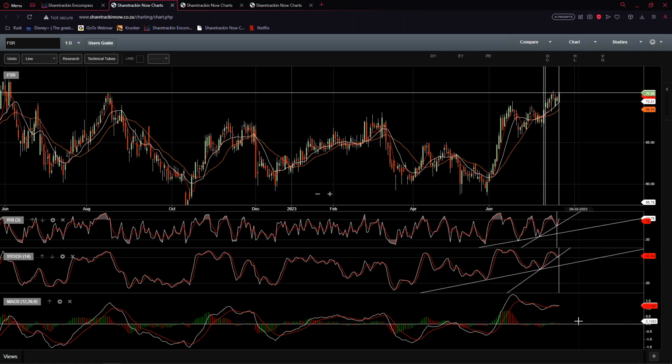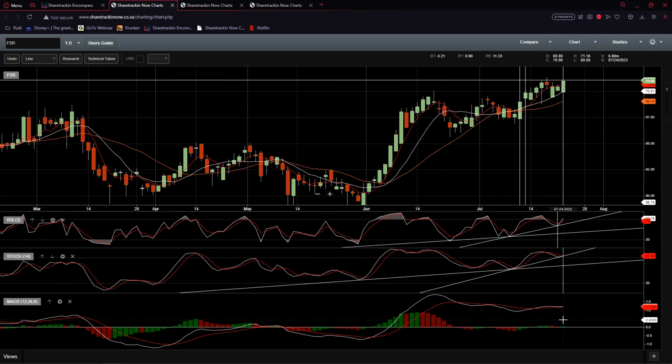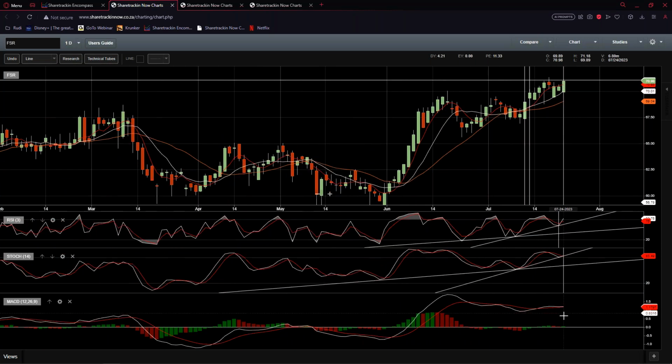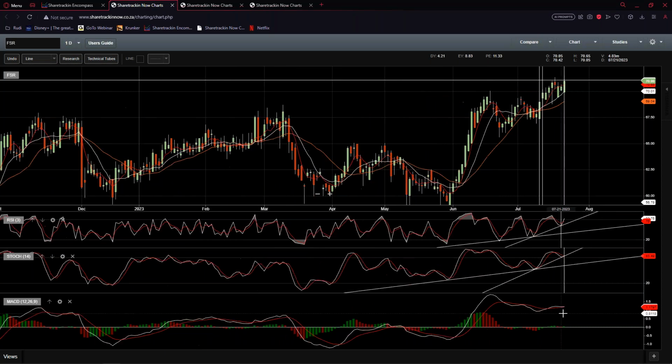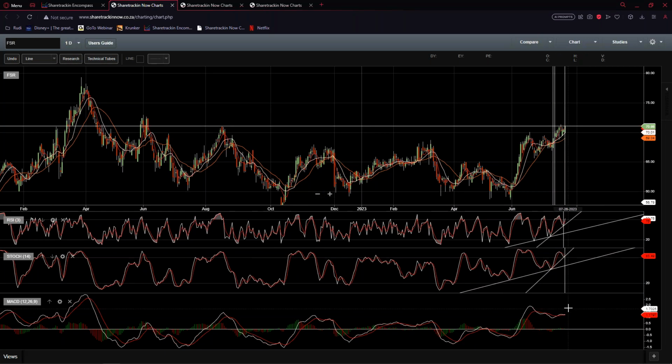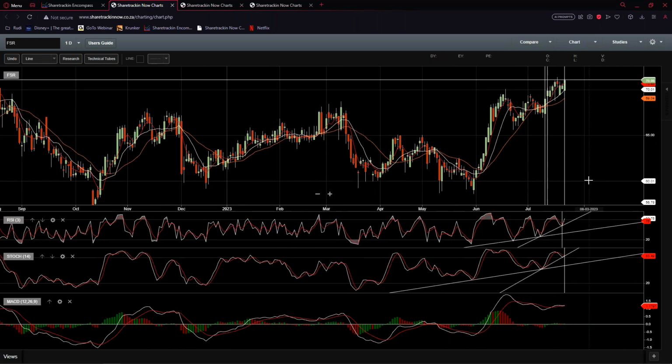But also remember that MACD is a lagging indicator, so it will always be behind what the RSI and the stochastic is doing. So it's always lagging behind a few days. But if we zoom in a bit, we can see that the lines are really close to each other. So anything can happen from here. So it would be a risky move to buy the share. What I would do is add the share to a watch list.